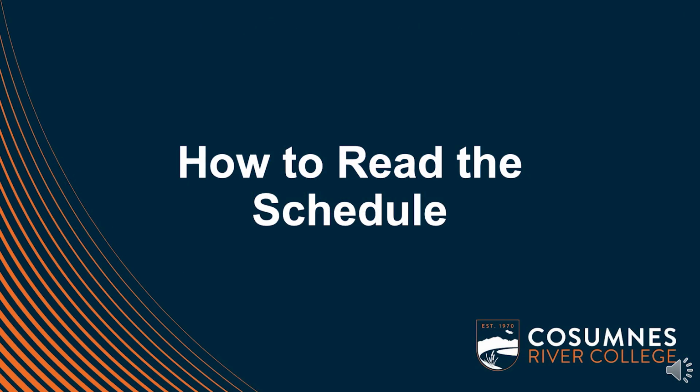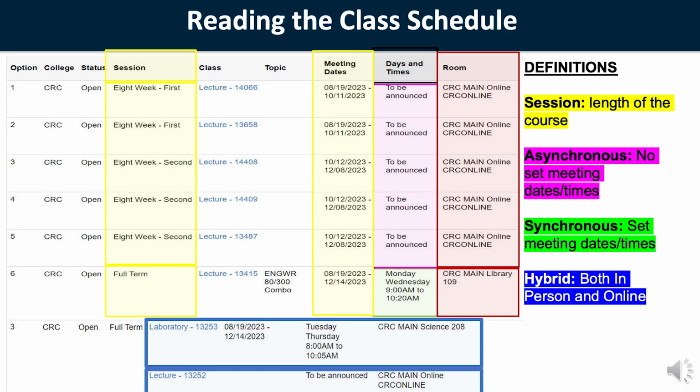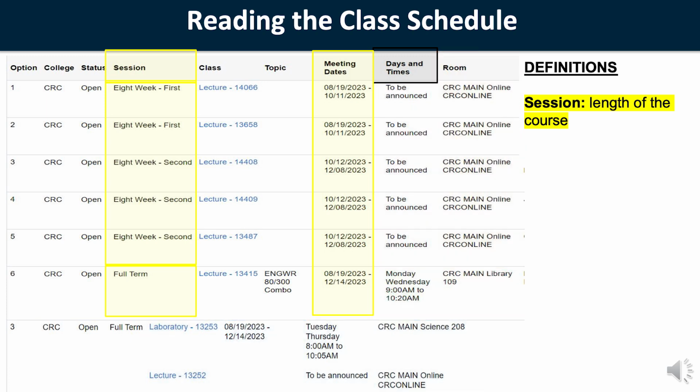We will now be sharing with you how to read the class schedule in eServices. The first thing to note is the course session. CRC offers full-term 16-week classes and 8-week classes during the fall and spring semesters. 8-week classes can be held during the first 8 weeks of the semester or the second 8 weeks. This will be indicated by 8-week first and 8-week second. When looking at these classes, please note the beginning and ending dates.